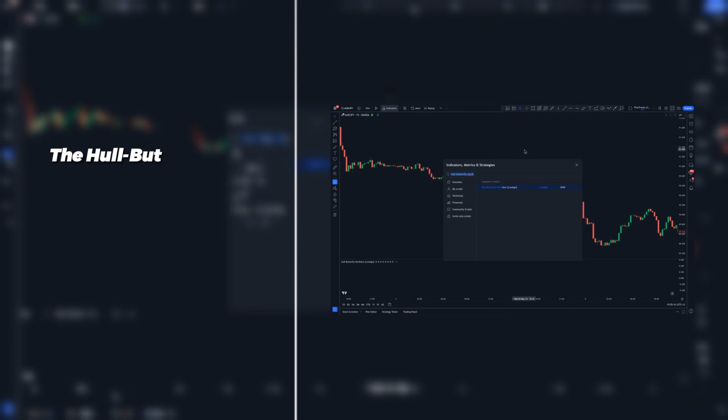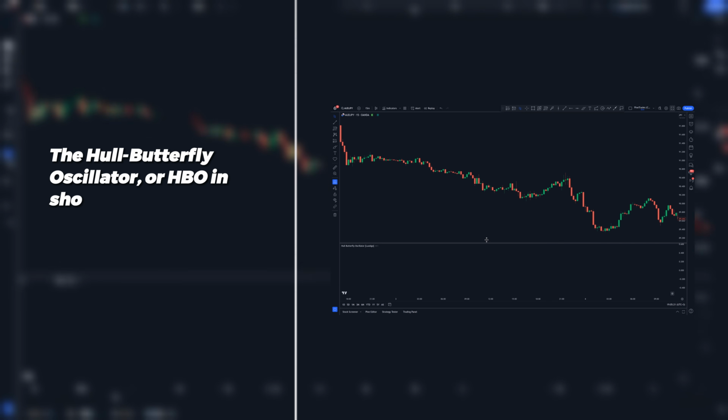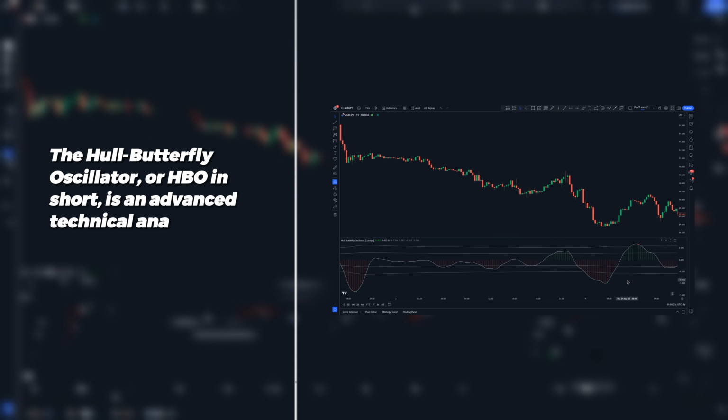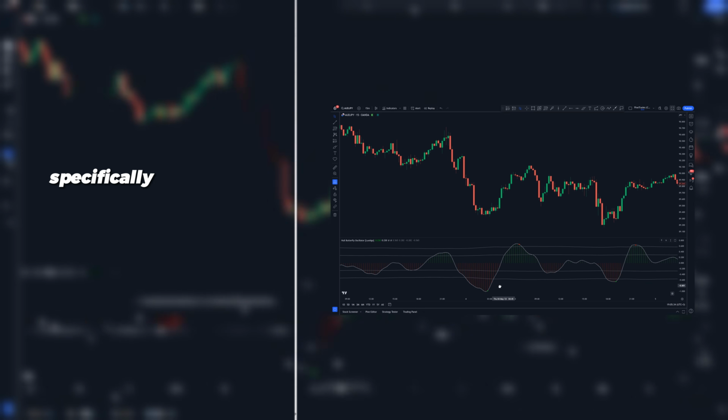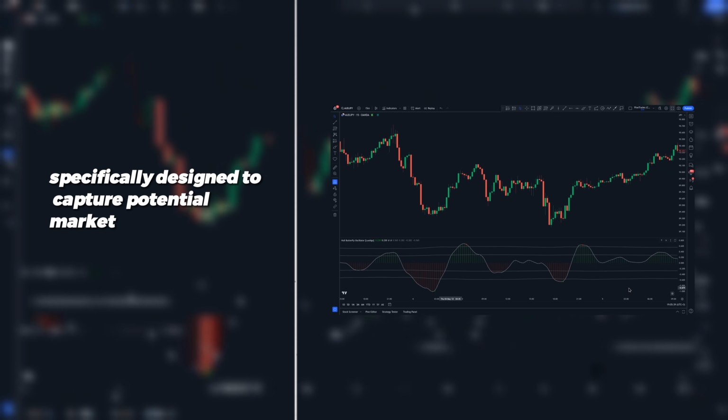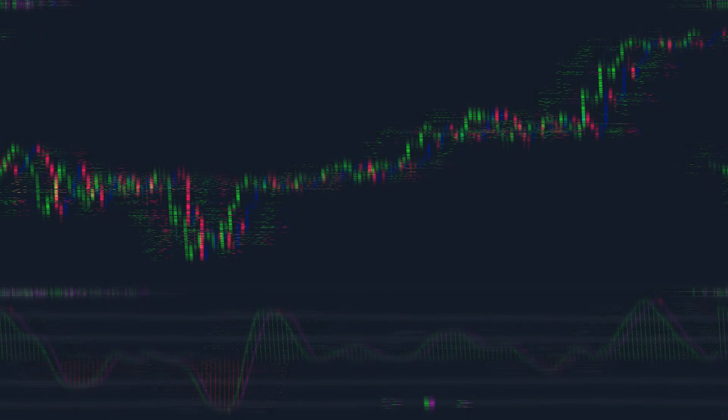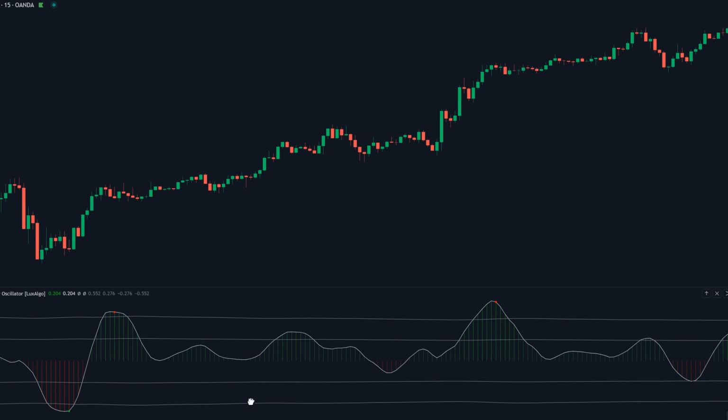Now, the Hull Butterfly Oscillator, or HBO for short, is an advanced technical analysis tool based on the concept of moving averages, specifically designed to capture potential market reversals with higher precision. Let's break down its key components and functionality.